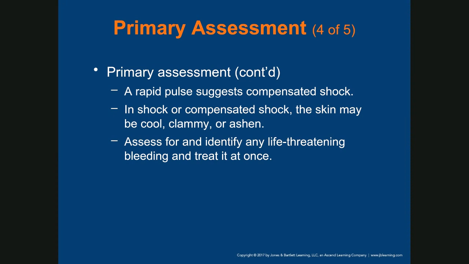Pale skin means poor circulation. Blue skin or cyanosis means poor oxygenation. Mottled skin, where it's patchy, means the blood is not circulating or the patient is starting to go into organ failure. Assess for and identify any life-threatening bleeding and treat it at once.